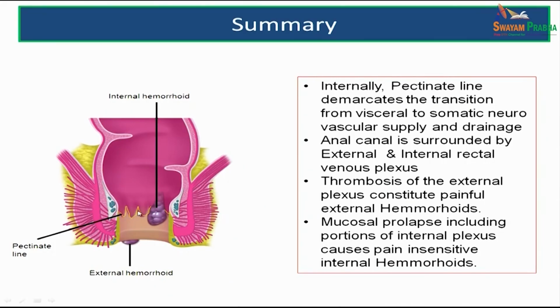Internally, we have learned that the yellow line, the pectinate line, is an important landmark which demarcates the superior part of the anal canal from the inferior part of the anal canal, which have different embryological origin, arterial supply, venous drainage, lymphatic drainage and innervation. This is a transition from visceral area to a somatic area. Thrombosis of the external plexus, external hemorrhoids, is painful. Mucosal prolapse, including portions of internal rectal venous plexus, causes pain-insensitive internal hemorrhoids or piles, which is the clinical case which we have discussed in detail.